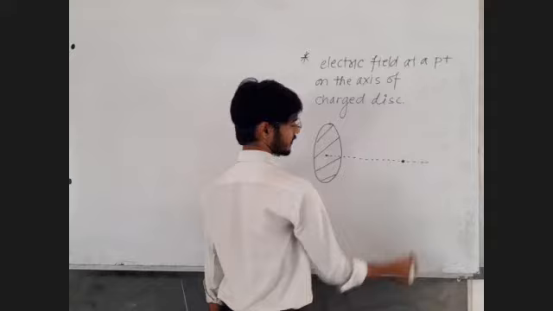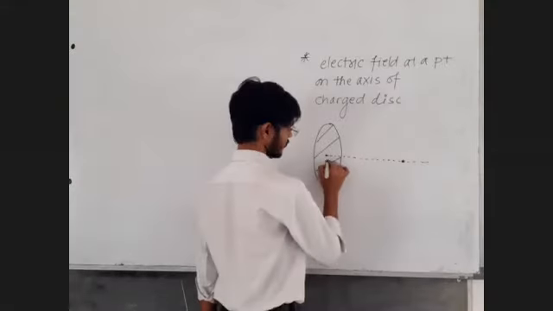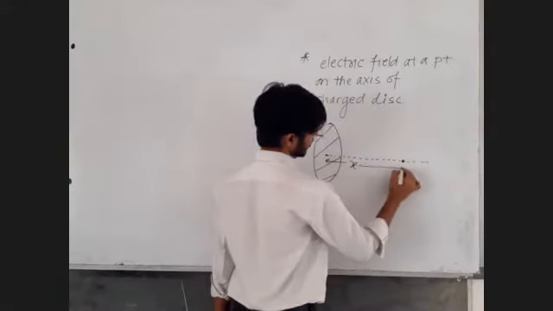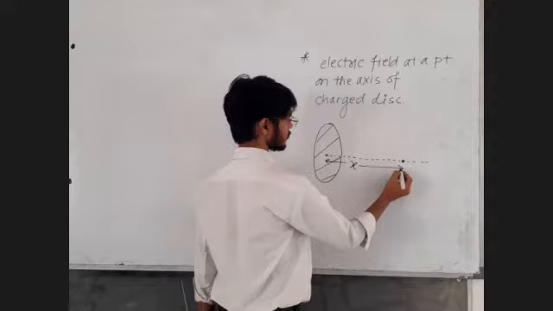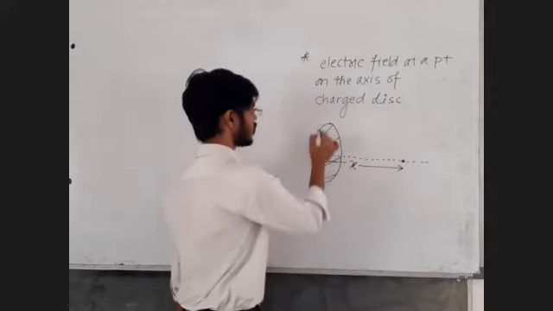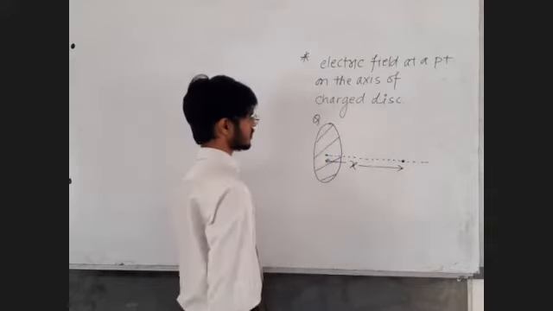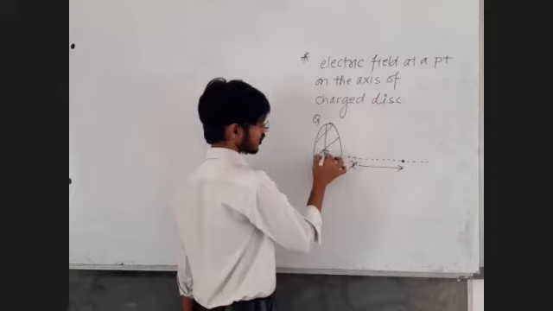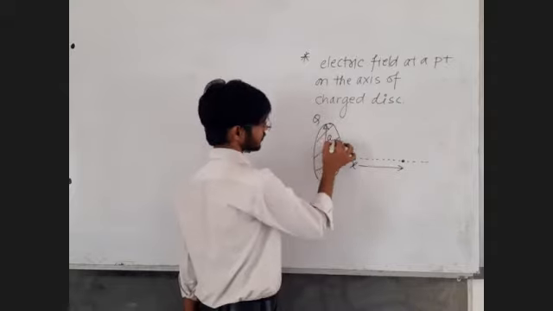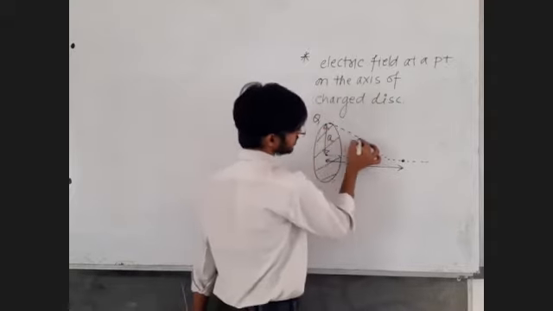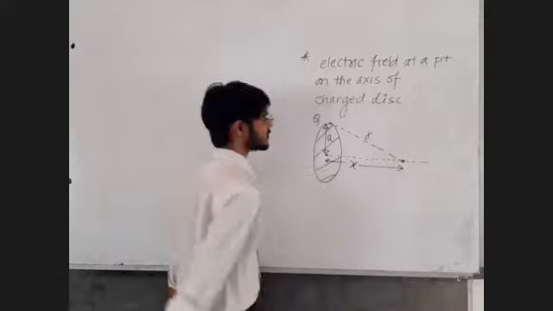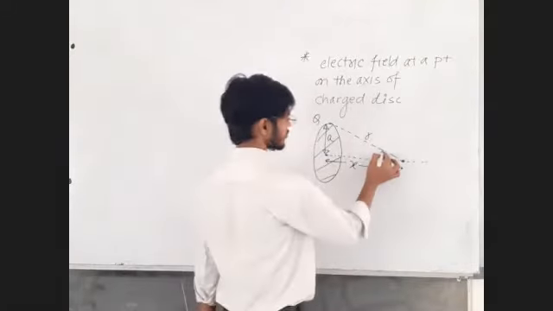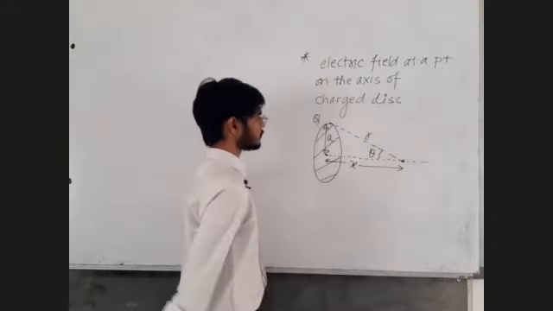This is the given point. The distance of the given point on the axis is x. The charge on the disk is q. The radius of the disk is small a. This oblique, slant distance is small r, and this angle is theta.